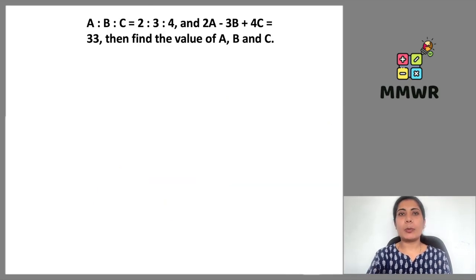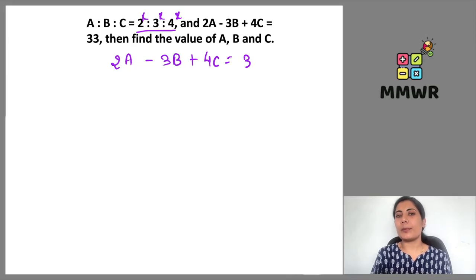Now, the next problem. Here we have the ratio A, B, C given to us as 2 is to 3 is to 4. From here, we can easily get the value for A, which is 2x, value for B is 3x, and value for C is 4x. I'm showing both the methods, shortcut and longer. Even if you do not write this x, then also it will be easy for us to simplify. Okay. So here itself, now 2 multiplied by A, that means 2 multiplied 2x. Then 3 multiplied 3x. And 4 multiplied 4x is equals to 33.